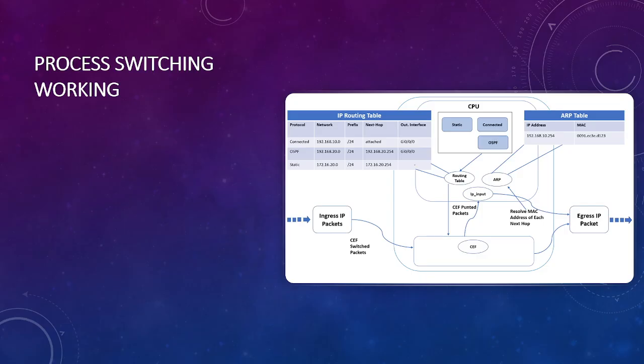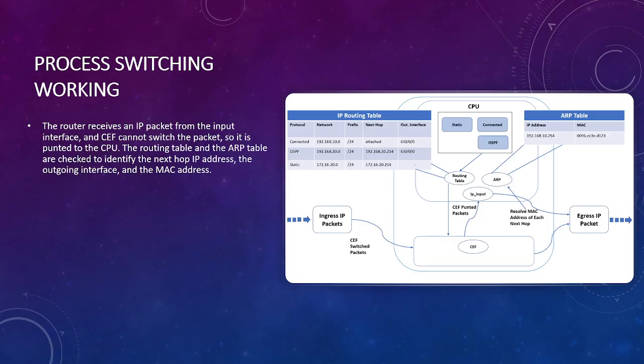At the same time, you have protocols like static, connected, OSPF, or any other protocol, BGP or EIGRP. They will form a routing table saying whether it's OSPF, static or connected, what the prefix length is, and what the outgoing interface is. That information will be fed into CEF. Now CEF has the routing information, it knows the outgoing interface and the MAC address for that outgoing interface. It is also aware of the destination address. Once it has everything, when the packet comes, CEF will switch it to the egress.